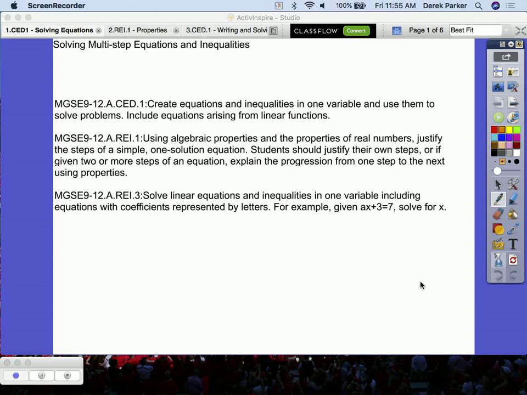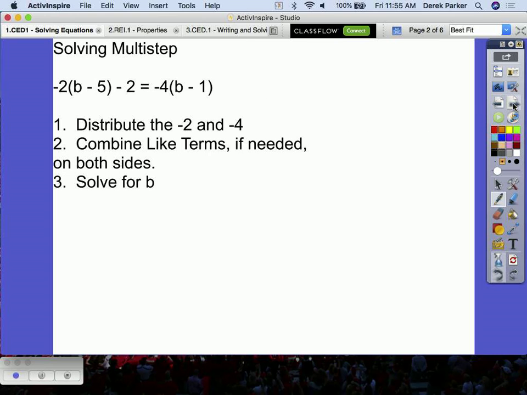In this lesson, you're going to learn how to solve multi-step equations. To solve multi-step equations, it is a glorified big order of operations problem. So in this problem, your first step is to distribute the -2 and the -4. So I'm going to rewrite it down here so I can have a little bit more room.